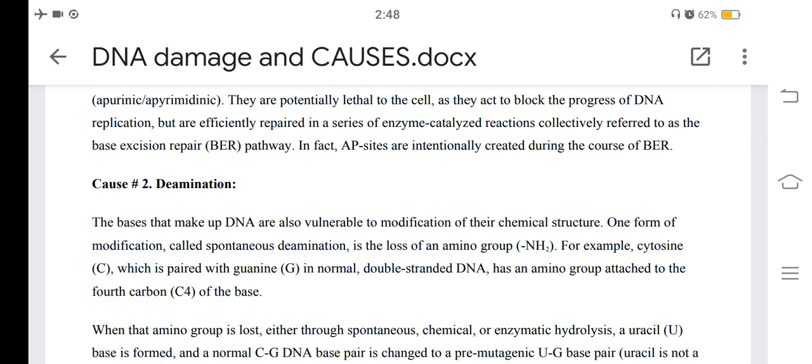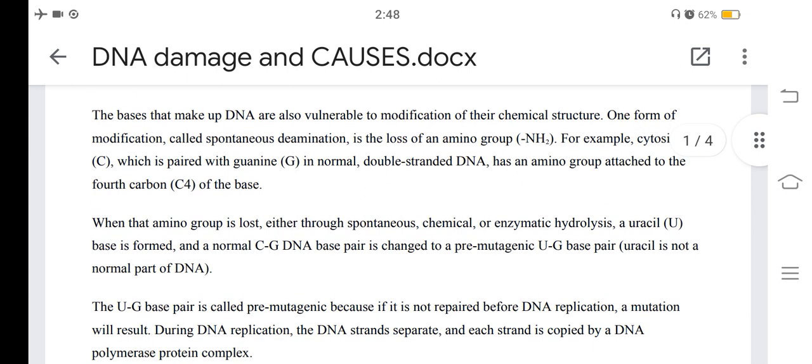Cause 2: Deamination. The bases that make up DNA are also vulnerable to modification in their chemical structure. One form of modification, called spontaneous deamination, is the loss of an amino group, NH2. For example, cytosine, which is paired with guanine in normal double-stranded DNA, has an amino group attached to the fourth carbon of the base. When that amino group is lost, either through spontaneous chemical or enzymatic hydrolysis, a uracil base is formed and a normal GC base pair is converted to a pre-mutagenic UG base pair.